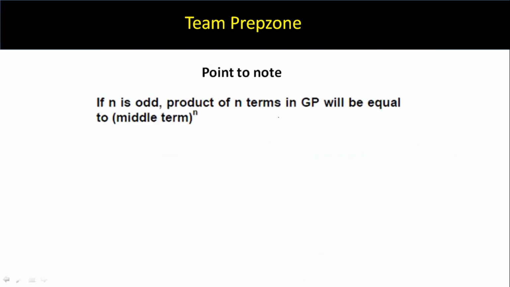So similarly the point to note here is if n is odd, product of n terms in GP will be equal to middle term to the power n. Should be able to visualize कि अगर n odd है, जो मैंने भी बताया था, तो जो मिडिल टर्म होगी हमारी डेफिनेटली होगी, राइट? जैसे लास्ट क्वेश्चन में थी, अगर ऑड नंबर ऑफ टर्म्स है तो मिडिल टर्म की पावर n will be the product of n terms of a GP. Right? Same as what we have done in last question.